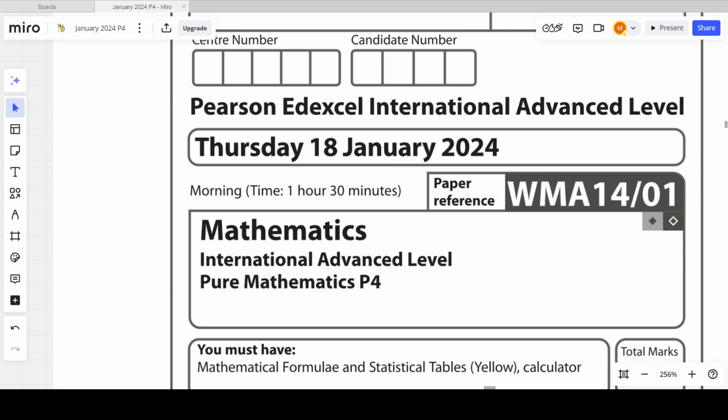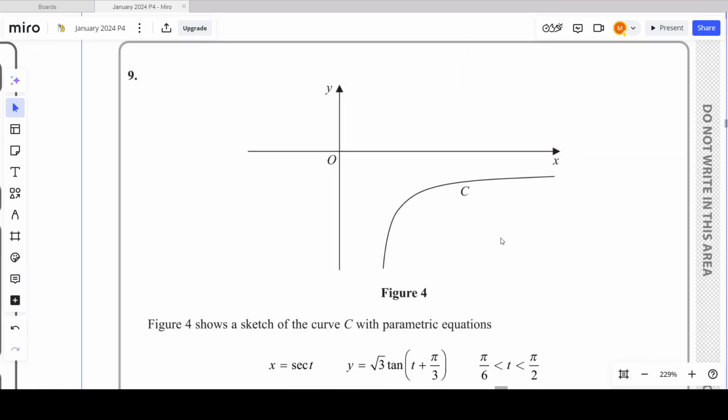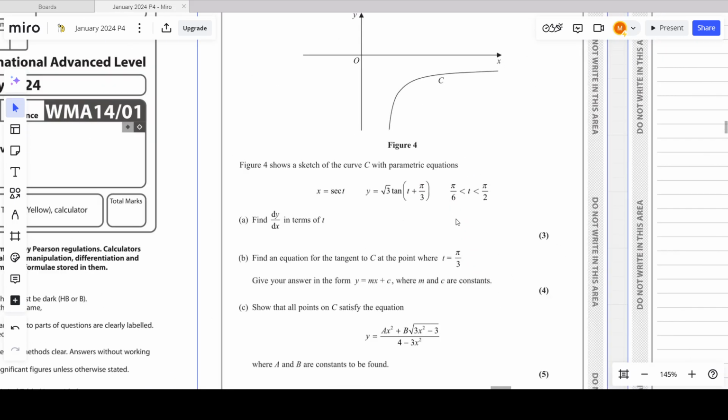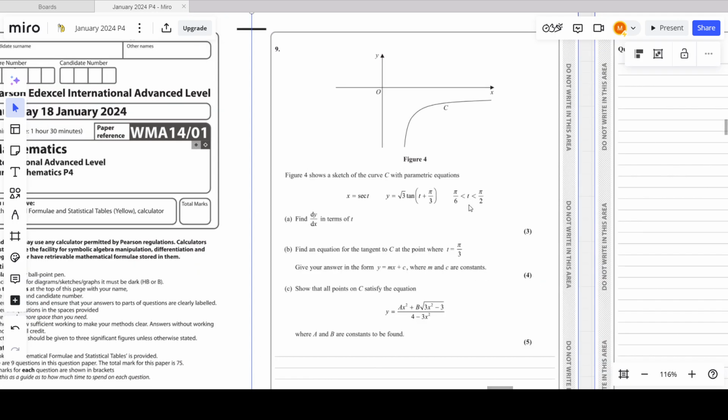In this video we will be solving the last question of the P4 January 2024 paper. So let's get started. If I give a short review of question number 9, it is from differentiation of your P4 syllabus.